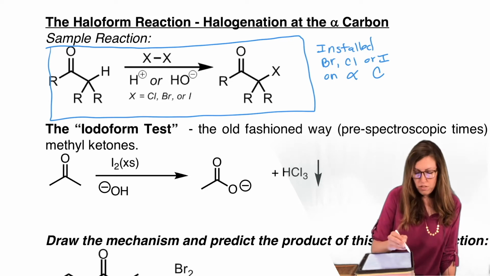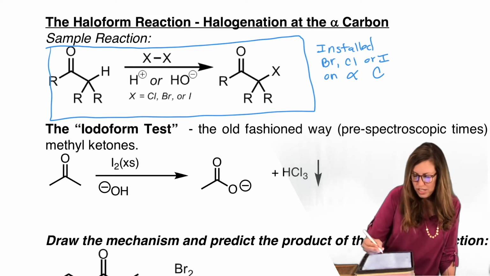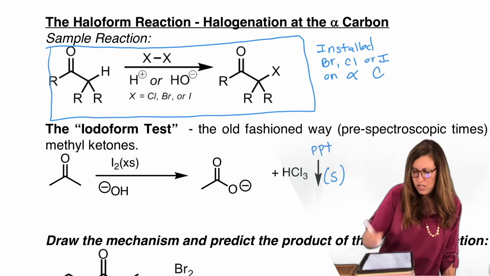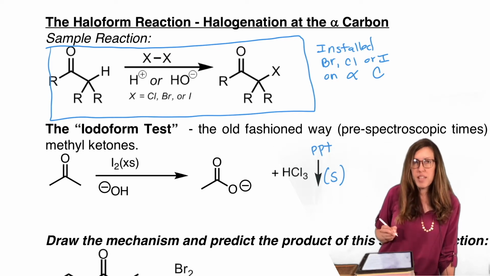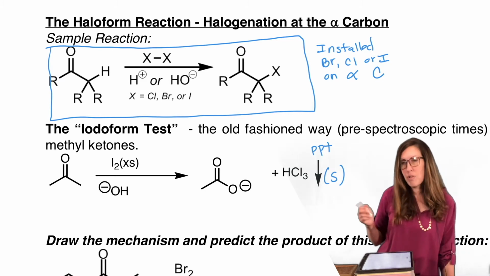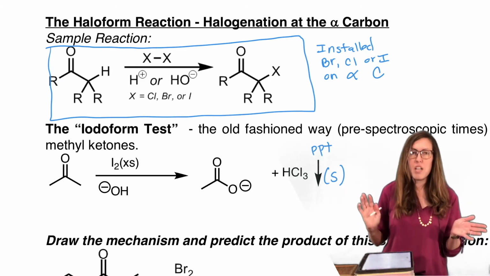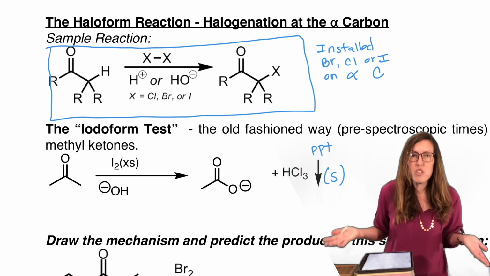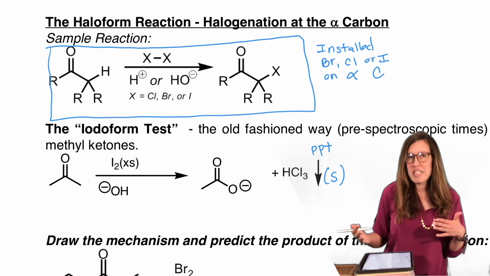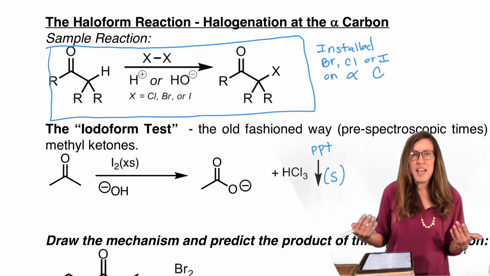That arrow down means you form this nice, obvious solid, and it's white. So that dropping down is a precipitate. And so it's a qualitative test as opposed to quantitative. It's a qualitative test to tell you a methyl ketone is present. And qualitative tests have their place. I say prehistoric times, like pre-spectroscopic. You can't take spectroscopic instruments everywhere. We can't walk around with NMRs and IRs and GC-MSs, at least not that easily. So it's useful to have a qualitative test.